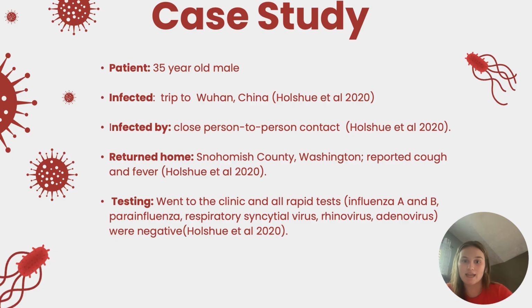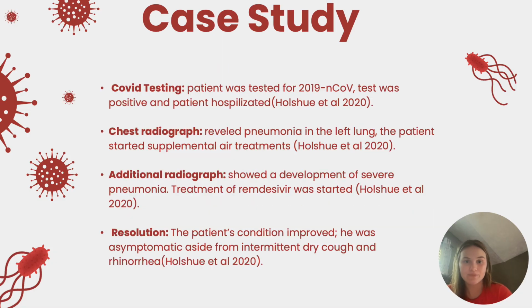He went to the clinic, and the testing that was done were rapid tests for influenza A and B, parainfluenza, respiratory syncytial virus, rhinovirus, and adenovirus, and they were all negative. Due to his recent travels, he was then COVID tested, and the test was positive, and he was then hospitalized and quarantined. The first chest radiography, a few days into the hospital stay, revealed pneumonia in his left lung.